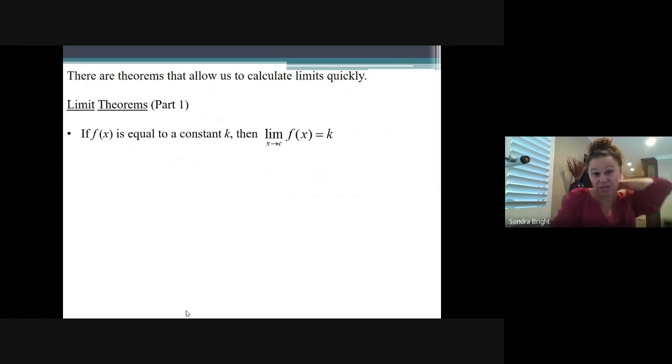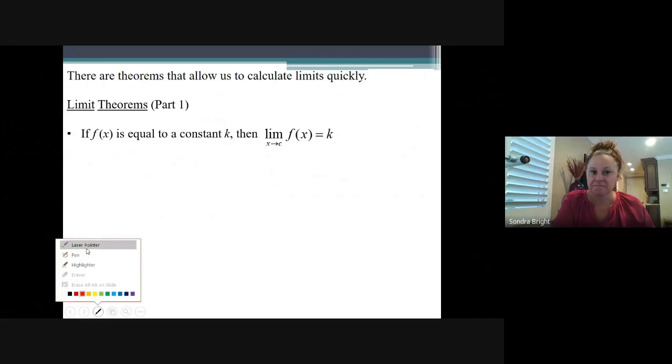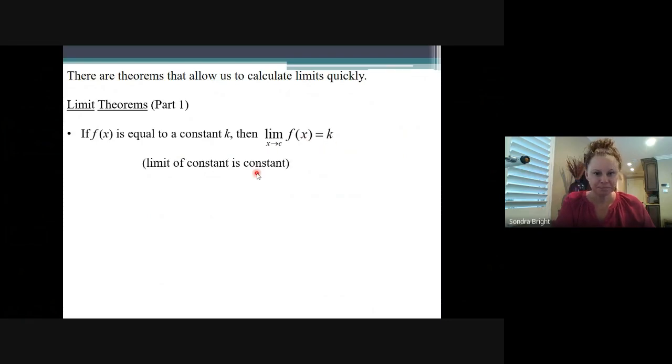But if f of x is equal to a constant, like y equals 3, that means you've got a horizontal line. And so the limit as x approaches anything is just that y value. The limit as x approaches c of f of x is just whatever that y value is. So if f of x equals a constant, then the limit as x approaches anything is just that same number. Limit of a constant is a constant.